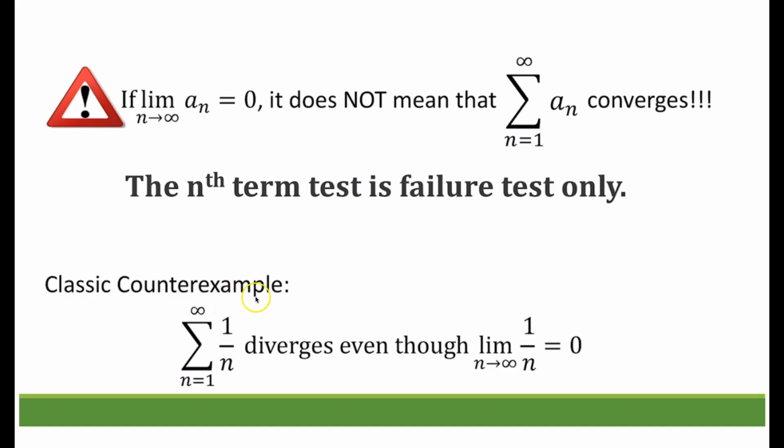It can only show divergence. And the most classic counterexample is the sum from n equals 1 to infinity of 1 over n, because that is a divergent series. So 1 over n as a series diverges, even though the limit as n approaches infinity of 1 over n does equal 0. Remember, it's not enough for the limit of the general term to equal 0. The series could still diverge, and here's an example of that.